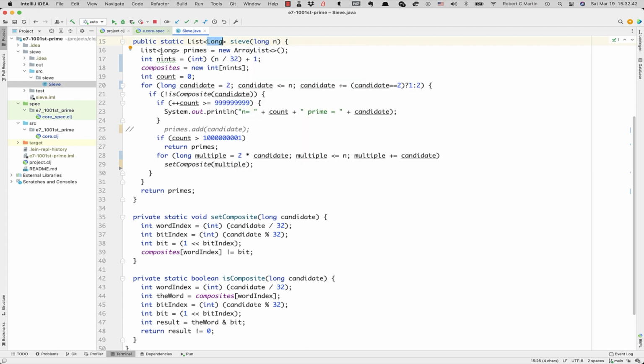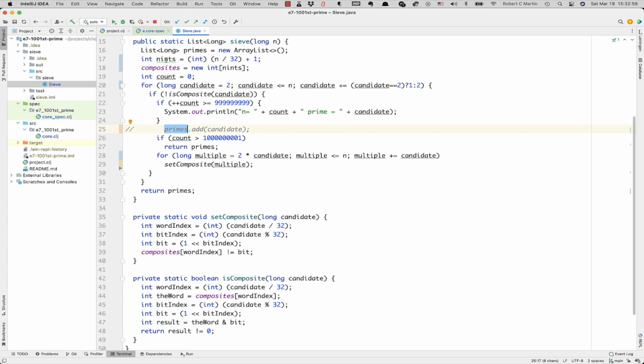And okay, we're going to create a list of longs. I'm not going to use this, right? You can see down here I've disabled the add. It's old code. I left it in because when I want to get smaller primes, I just stick that back in.